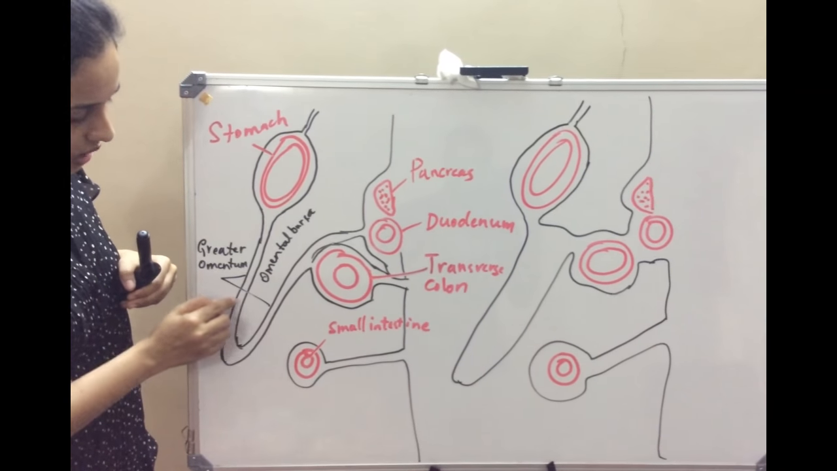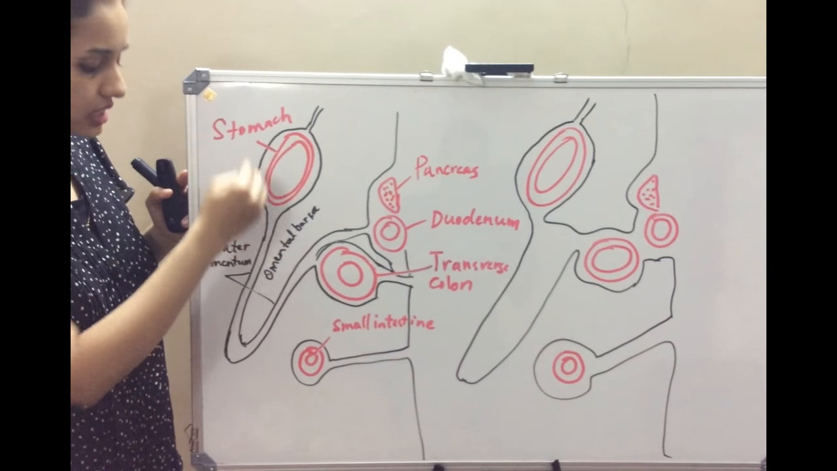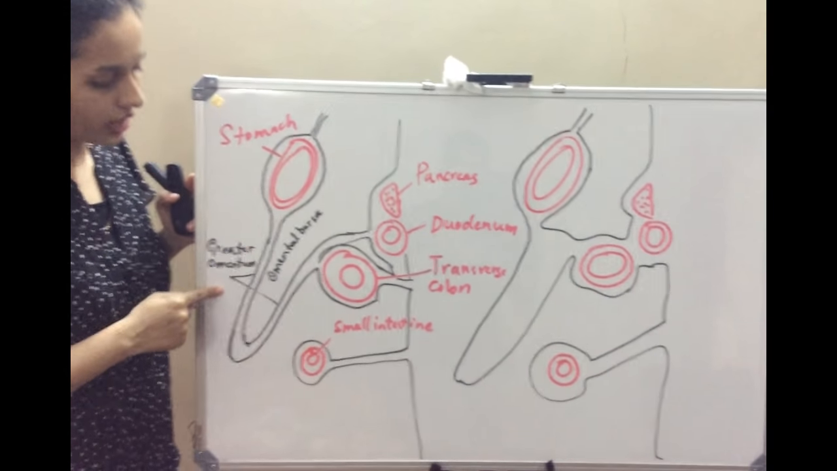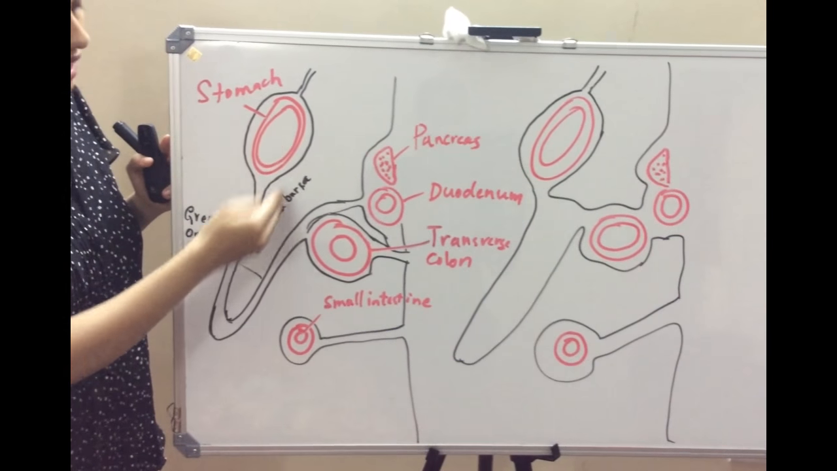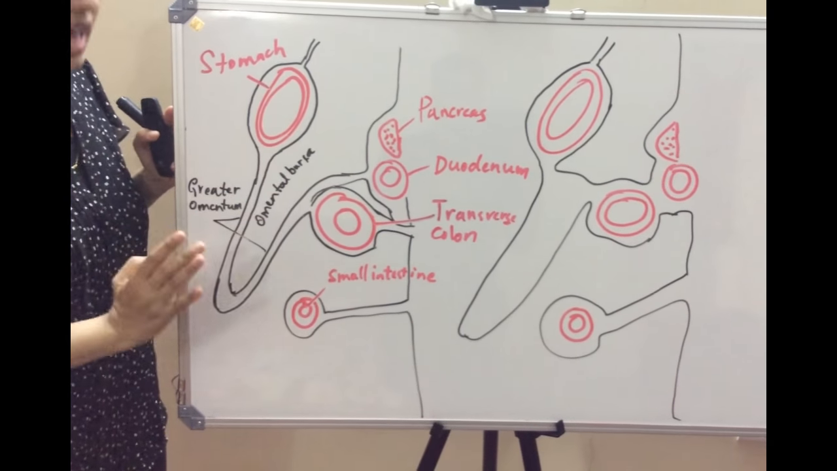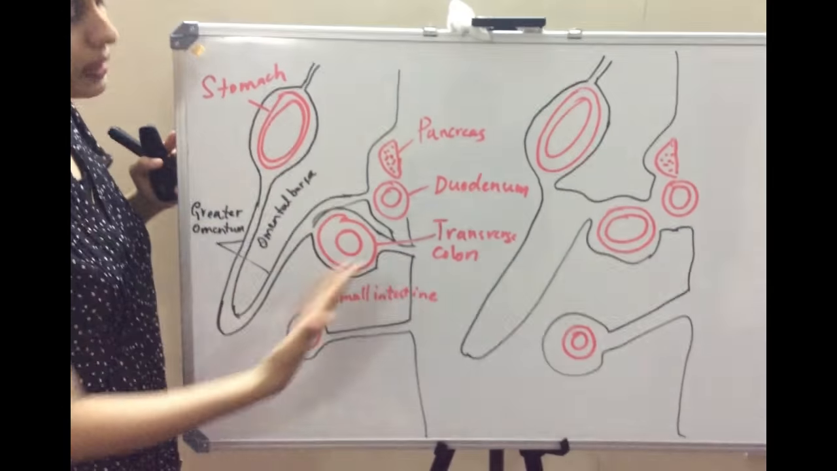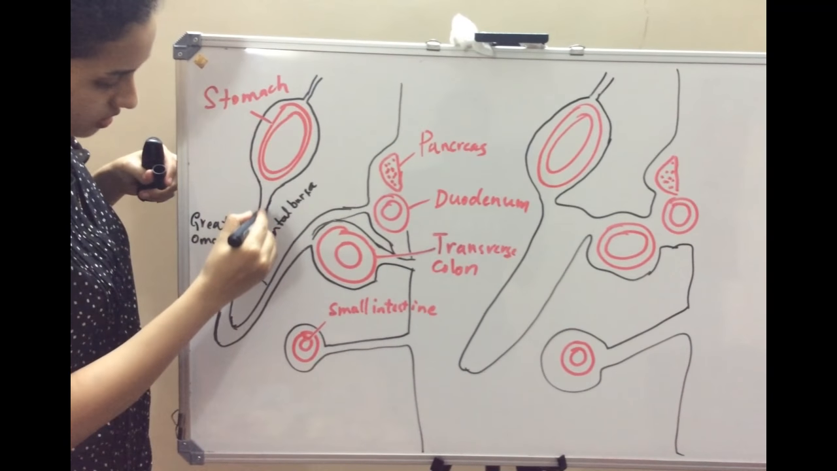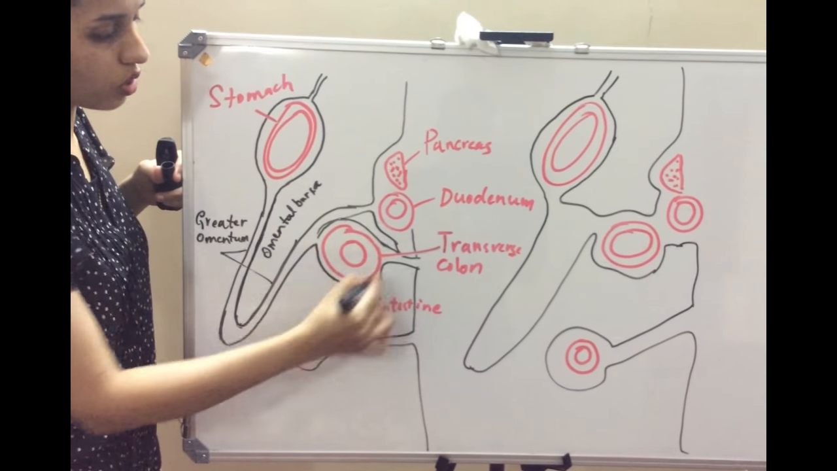You can see here 1, 2, 3, 4. So initially there will be 4 layers. They form a double sheet, and this long sleeve is called the greater omentum. Behind this double sheet, there will be a small cavity called the omental bursa or the lesser sac. So as the development takes place, these 2 layers are in connection with the mesocolon.